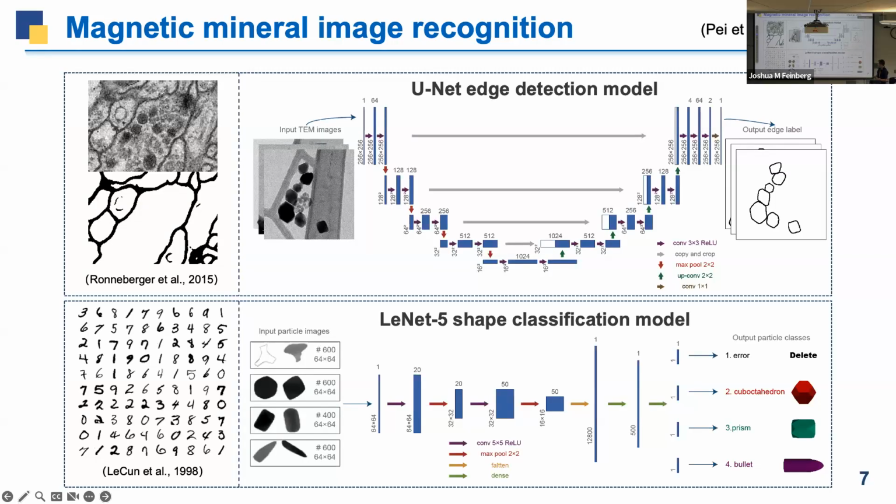And the second model is a 1998 model, the year I was born. But it's still useful. This model was developed by Le Cun, who used it to classify handwritten digits. Here we use it for biomagnetic shape classification. We have 4 different classes, like cuboctahedron, prism, and bullet-shaped particles. So these are our 2 models.